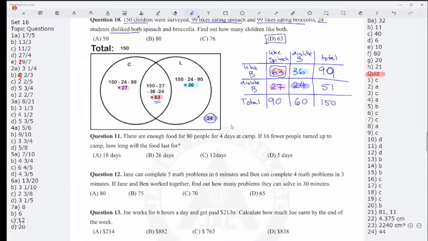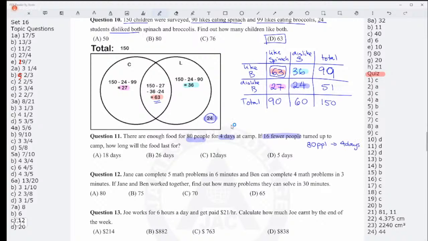But let's just quickly do the last one. There is enough food for 80 people in 4 days. If they turn up, how long does this last? What we can do is 80 people will last for 4 days.